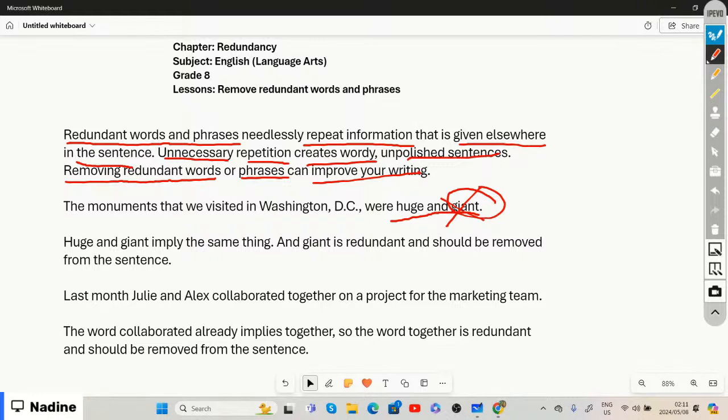Next: last month, Julie and Alex collaborated together on a project for the marketing team. If we look at the sentence, the word that is redundant is together, because if you collaborate with someone, collaborate is basically doing something together with that specific person.